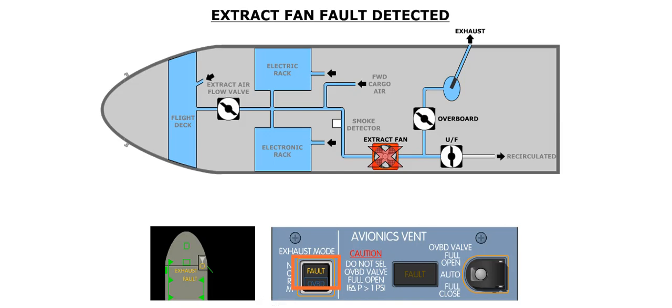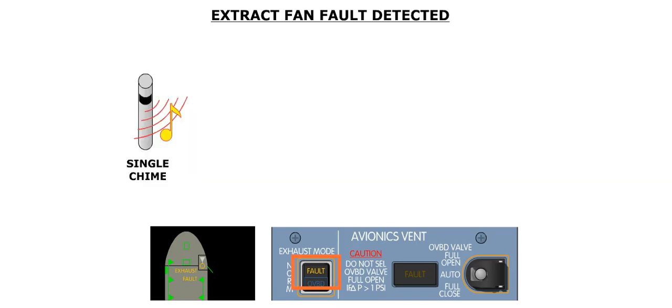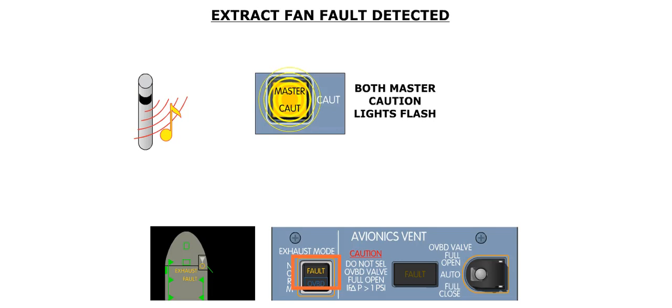The fault caption illuminates in the event of a failure of the extract fan, or there is a fan overheat. If the fault caption illuminates, you will also hear a single chime. In addition, both master caution lights will flash, and an extraction fan icon is displayed in amber on the MFD cabin page, along with an exhaust ventilation label.